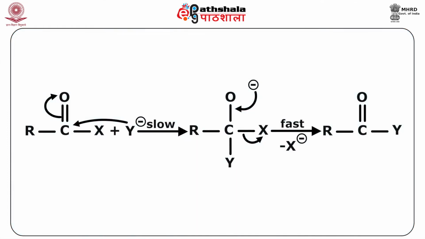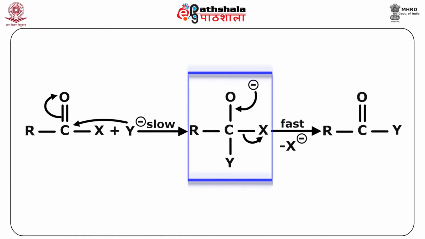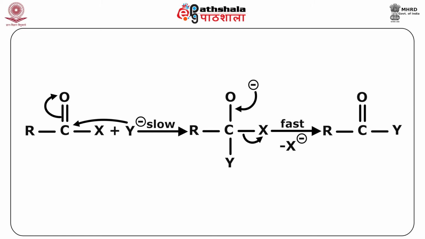Now students, you can see this in the figure here. In the tetrahedral mechanism, first the nucleophile Y attacks to give a tetrahedral intermediate containing both X, that is the leaving group, and Y, and then the leaving group X departs. The tetrahedral mechanism is supported by the second order kinetics and also isotopic labeling techniques. In some cases, tetrahedral intermediates have been isolated or detected spectrally.